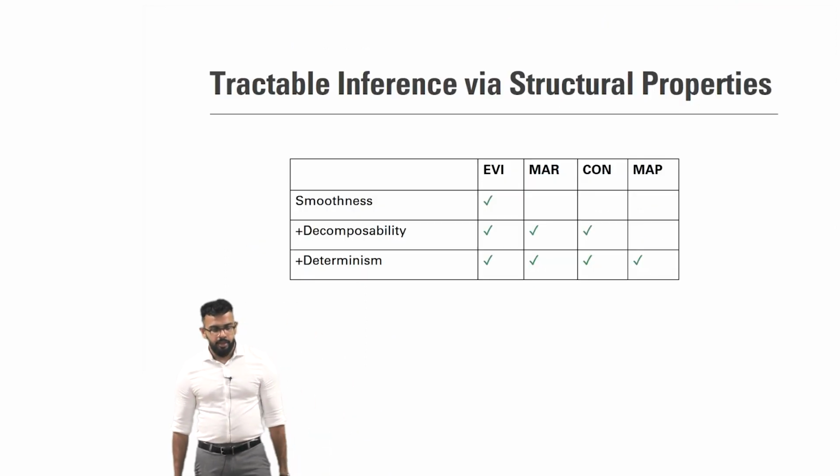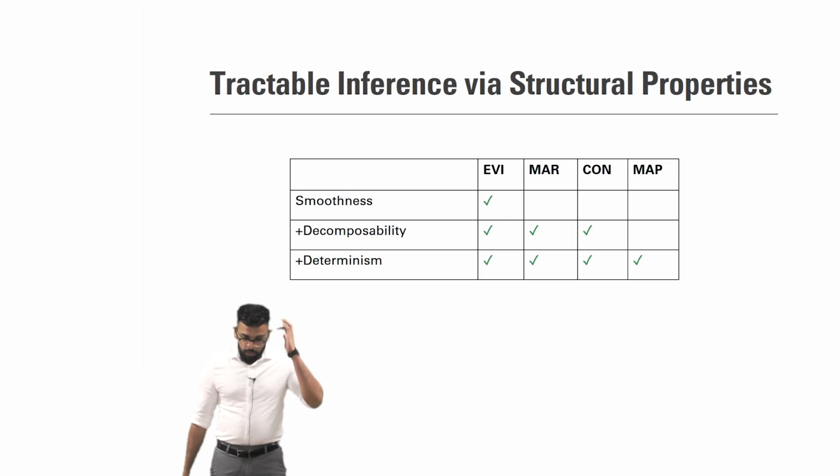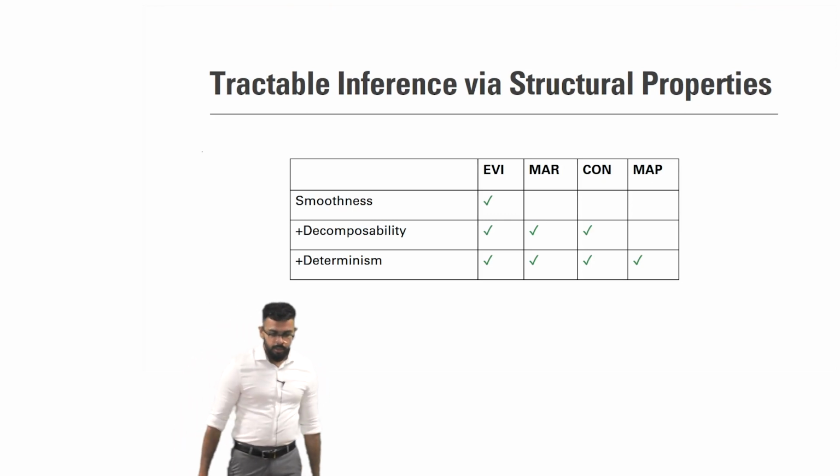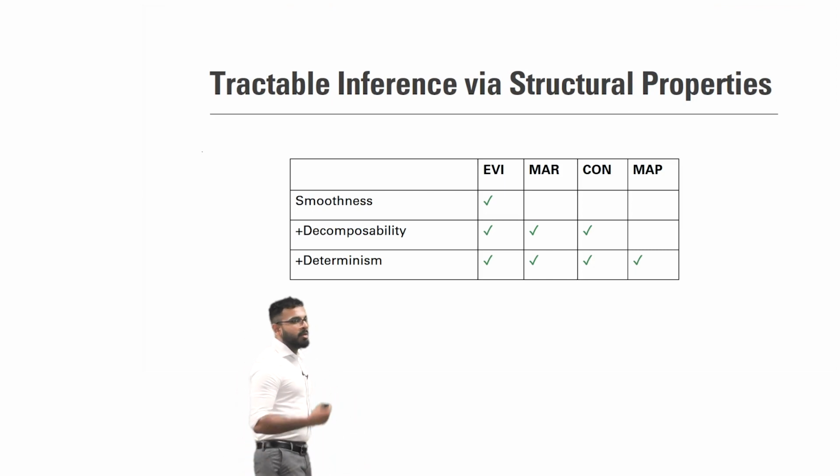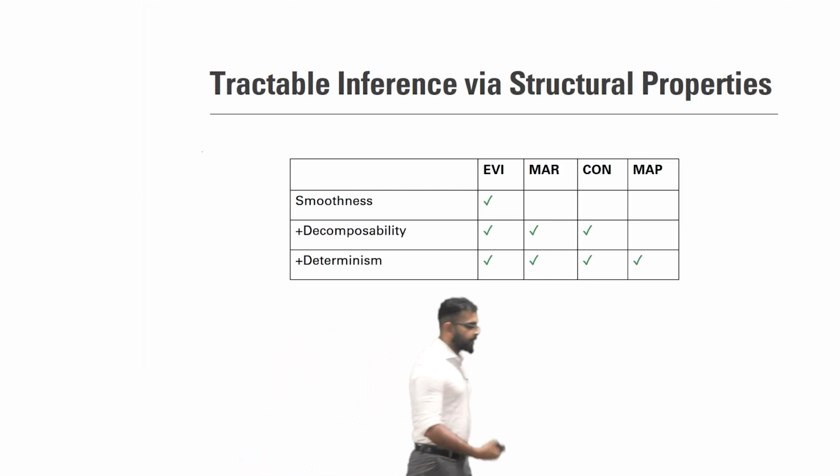So just to put everything in one slide, right? We looked at 4 different query classes: probabilistic reasoning queries, evidential, marginals, conditionals, and MAP. And we came up with structural properties that resulted in tractability for each of these queries, right?